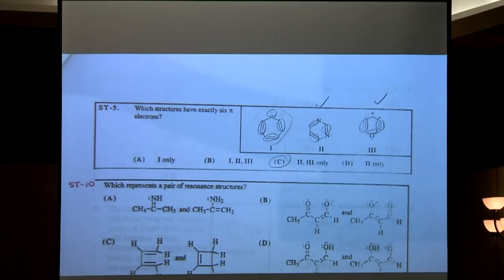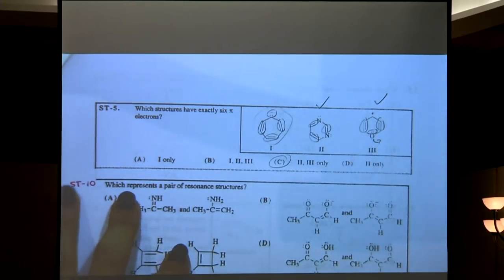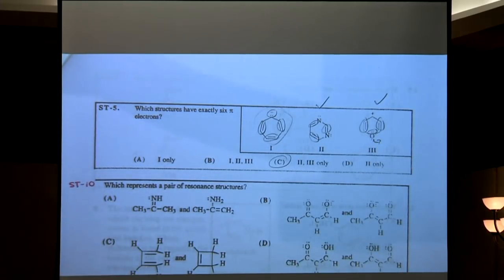Any questions? This one right here, it doesn't make part of the system, so that's why you don't count it. It should only be 1 pair of electrons. Good question, though. Any other questions?